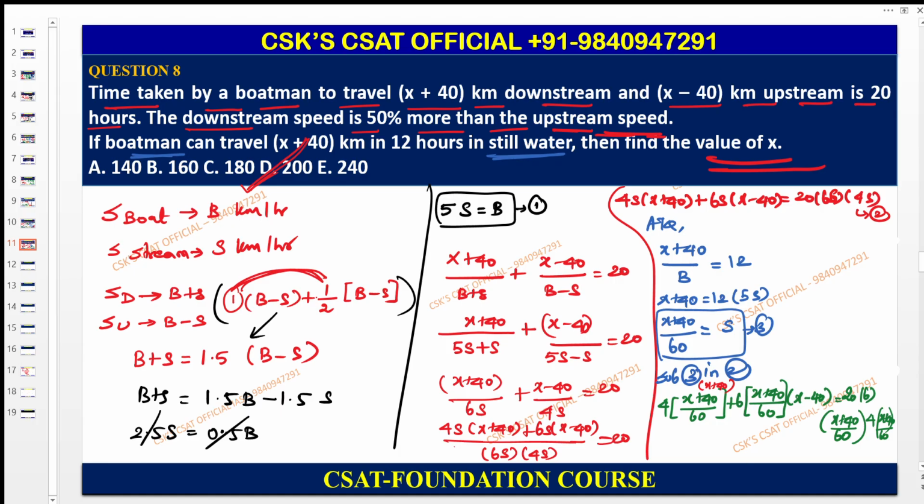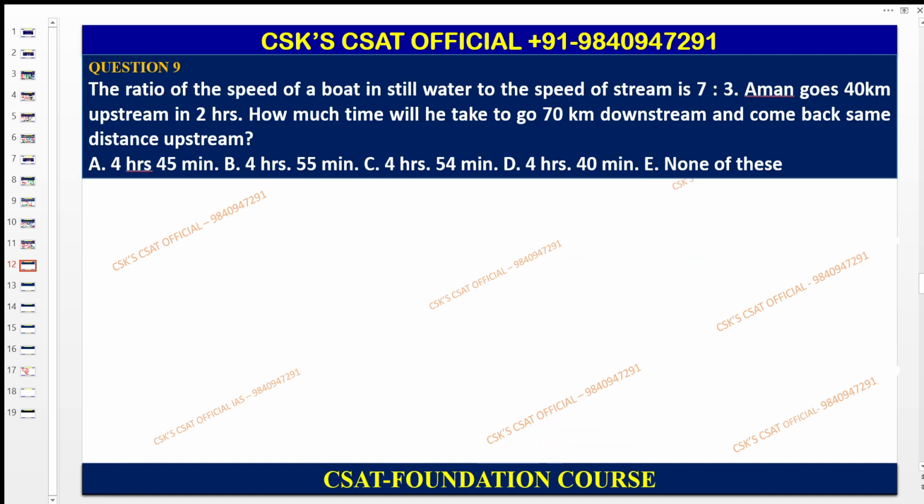Then here the coefficients get subtracted. So 8 here and 4 here subtracting, then it becomes 4 times here. I hope you are getting that subtraction. Now here 6 into (x plus 40) into (x minus 40). Okay, now you can cancel this one time.